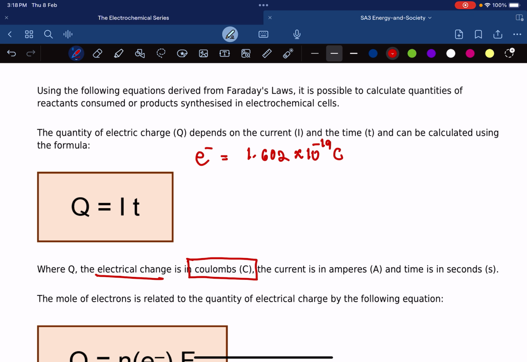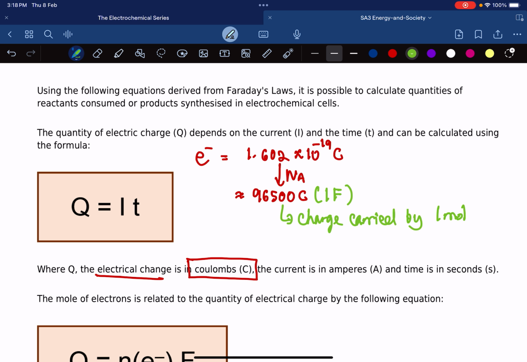And if you take this number and multiply it with Avogadro's constant, you get a number which is approximately 96500 coulombs. This number is called 1 Faraday. What is 1 Faraday? 1 Faraday is the charge carried by 1 mole of electrons.